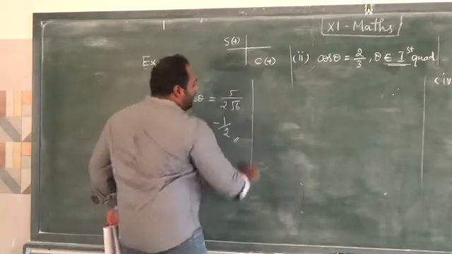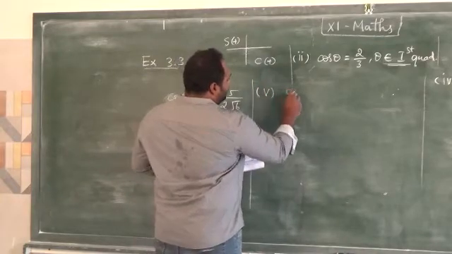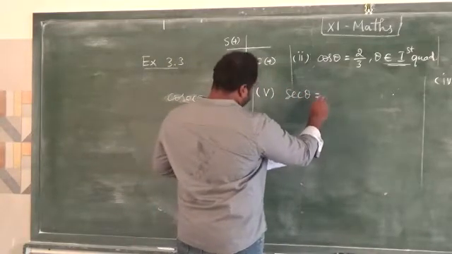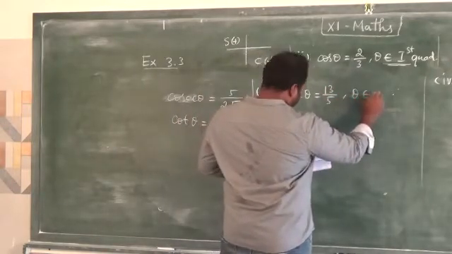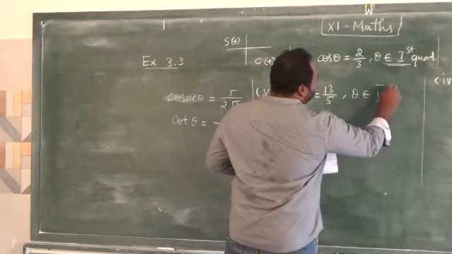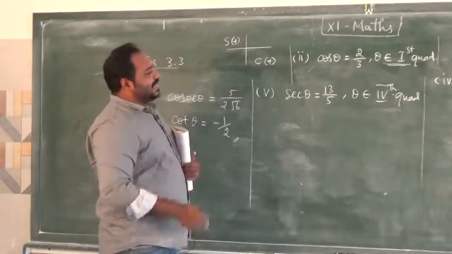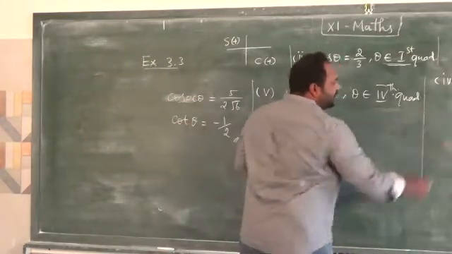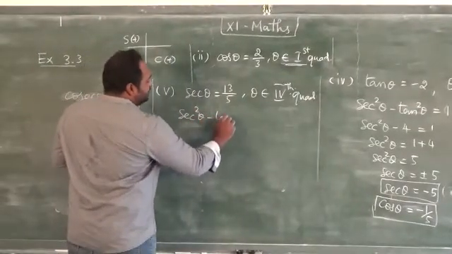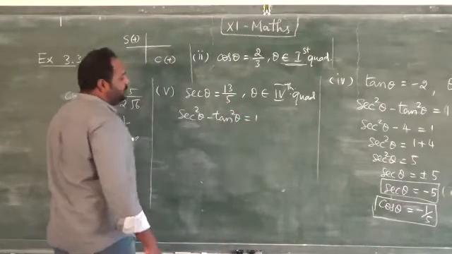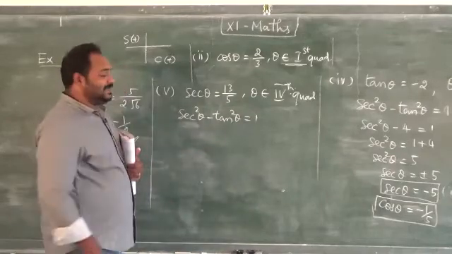So subdivision 4 is over. Next subdivision 5. Secant theta equal to 13 by 5. Theta belongs to the fourth quadrant. So here again I am going to use the same identity, secant square theta minus tan square theta equal to 1. If you use this identity, we can find the value of tan.